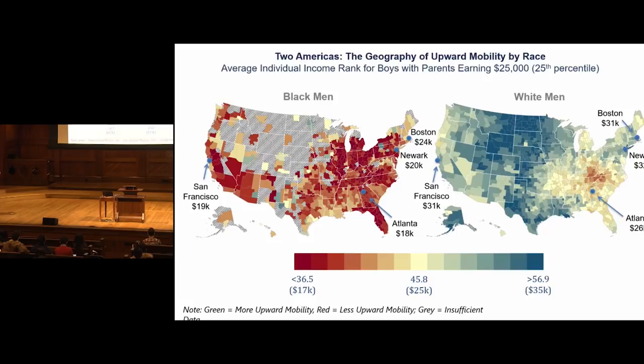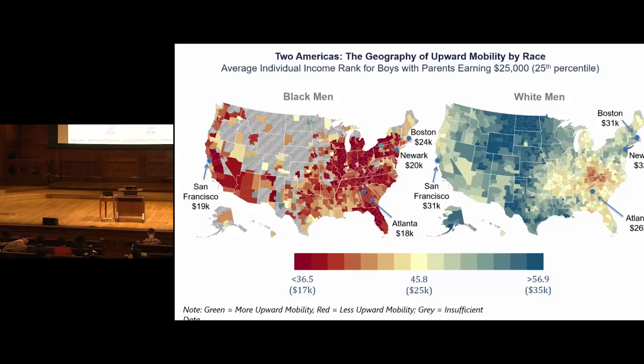The fact that they look completely different like that illustrates a striking fact about racial disparities in the US, which is that the very best places in terms of upward mobility for black men, a place like Boston, for example, where black men growing up in low-income families go on to have average incomes of about $24,000 a year, have lower rates of upward mobility than the very worst places for white men. Take a place like Atlanta, which doesn't look good in terms of upward mobility for white men. The average income for white men growing up there in low-income families is $26,000, better than for black men in Boston. So in other words, the distribution of upward mobility across areas for black men is almost non-overlapping with the distribution for white men.